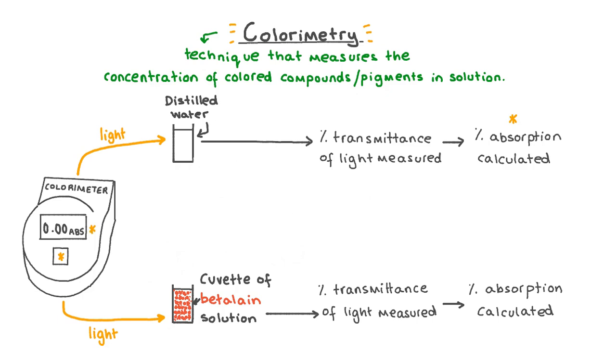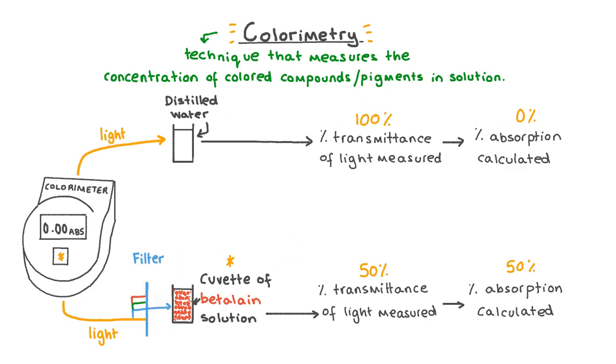If all the light passes through the sample, as would likely be the case for distilled water, this shows that no light would have been absorbed by any pigments or compounds in the solution. So in this case, the absorbance would be 0% and the transmittance would be 100%. However, with our beetroot sample that contains betalain pigment, the pigments would absorb some of the light passing through the solution, so the transmittance that's picked up by the detector would be a lot lower, and the absorbance that's calculated would be a lot higher.